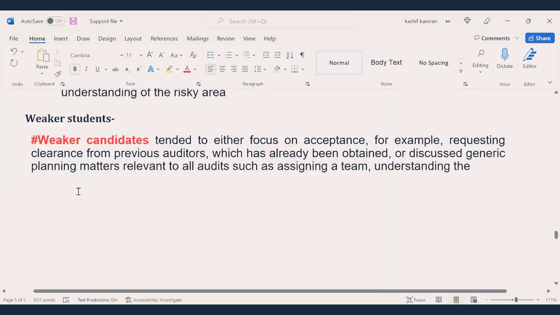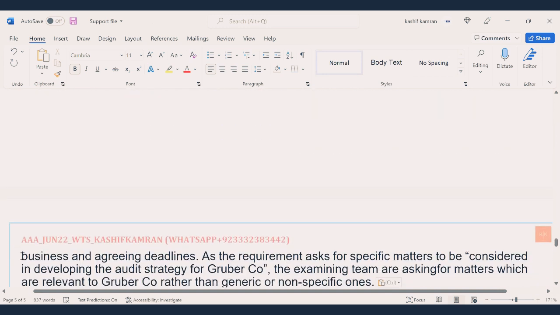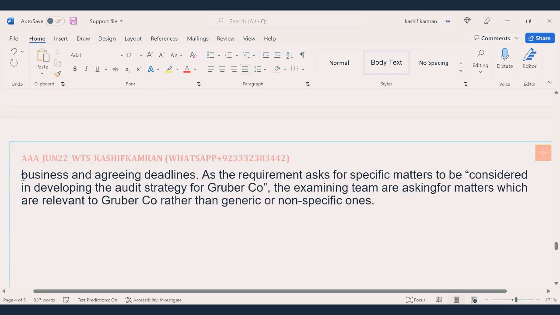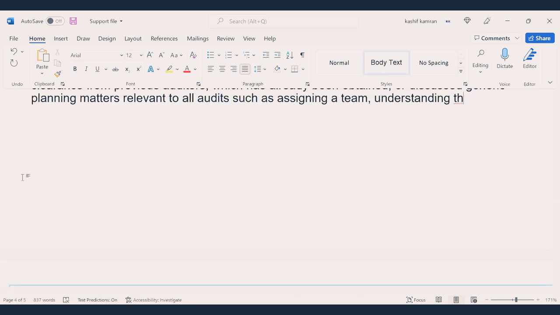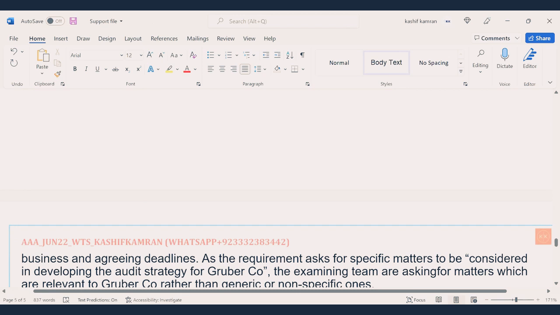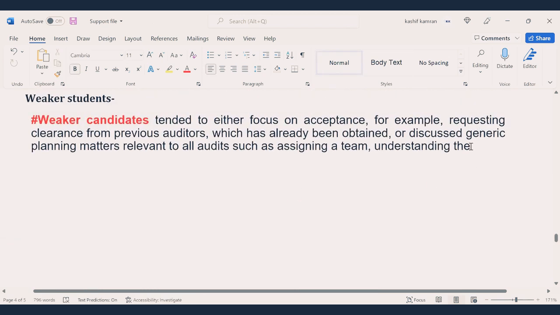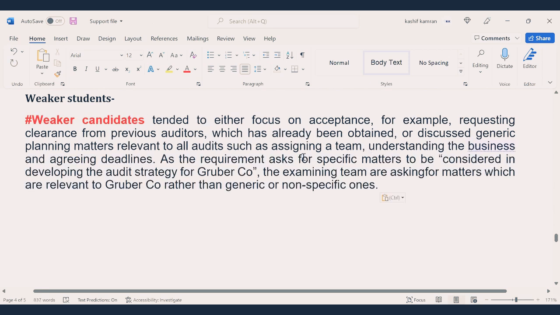And this is what the examiner is telling us. Examiner is saying this is what the weaker student did. Just give me 1 second, sorry. Okay, can you see the weaker students on your screen now? I've just taken it from the examiner report for the same question.